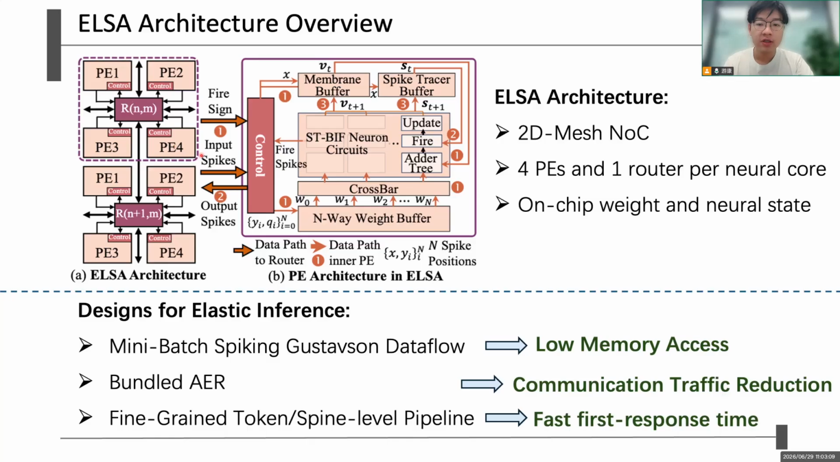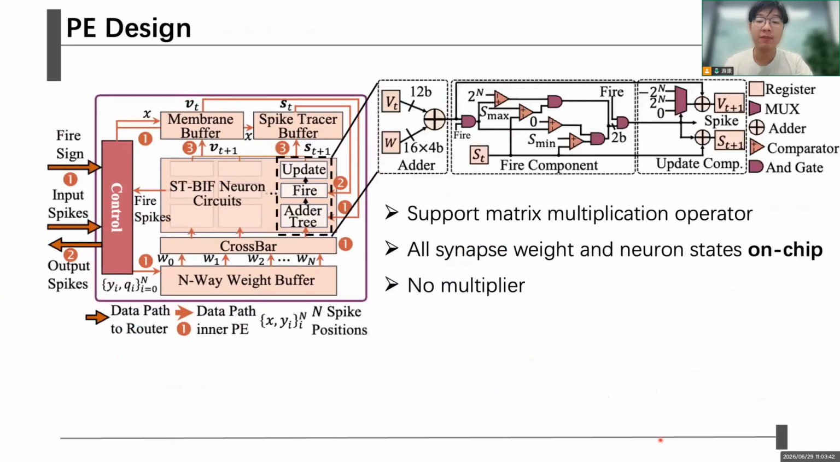For computation, similar to previous neuromorphic hardware, ELSA takes near-SRAM computation, addition-only computation, and event-driven computation as the fundamental techniques. Nevertheless, ELSA also has 3 dedicated designs for elastic inference, including mini-batch spiking Gustavson dataflow for lower memory access, bundled AER for communication traffic reduction, and a fine-grained token spine-level pipeline for fast first response time.